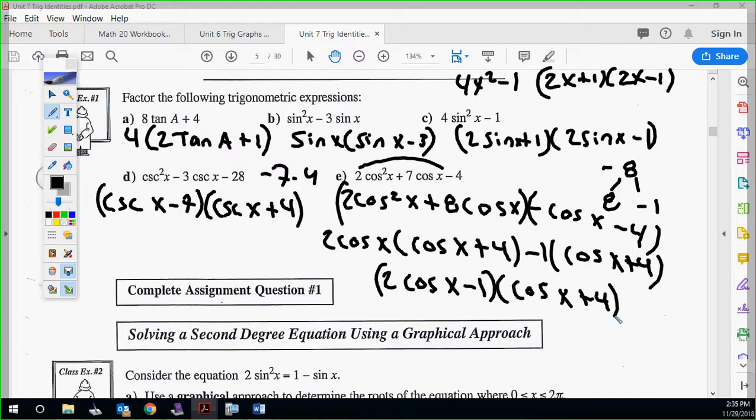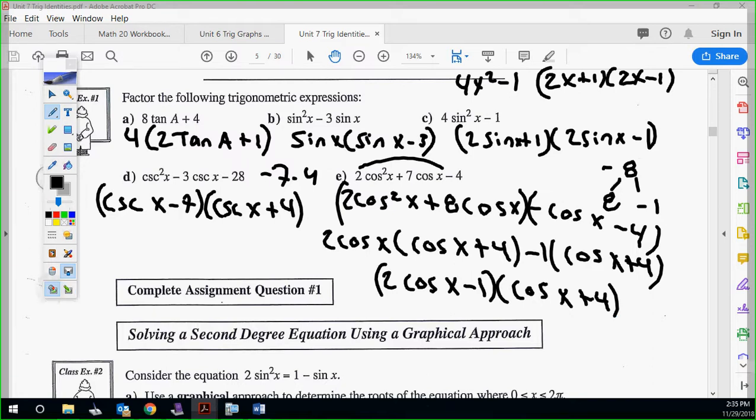Questions on that? It's stuff we know with some uglier trig, with letters, but still the process is the same. And then we'll talk about what we're going to do with that.